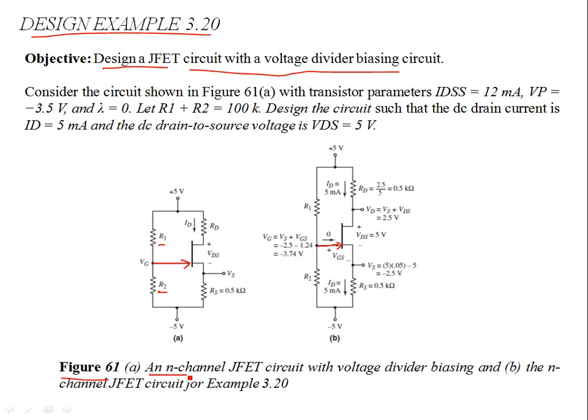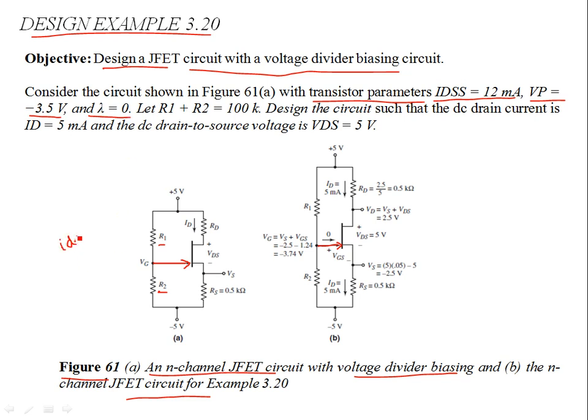Part A is showing you the N-channel JFET circuit with the biasing circuit, and in part B you have the circuit with the DC analysis and the given circuit parameters. Now, if you consider figure 61A, the transistor parameters are given. The IDSS current when VGS is 0 is 12 milliamps. Pinch-off voltage is minus 3.5 volts. Modulation parameter is 0, which means we are considering an ideal JFET.